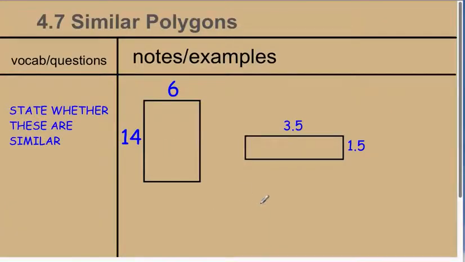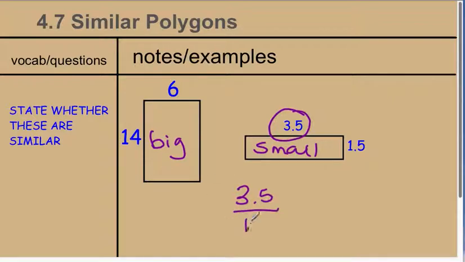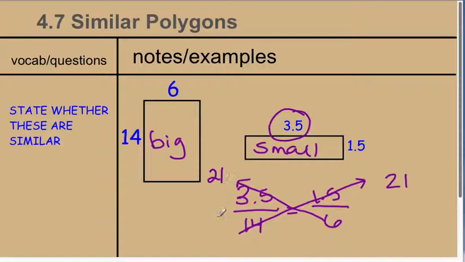I am running low on minutes here, so let's just do some more examples. Small, I'm going to label this one as small and this one as big. I'm going to pick the long side of 3.5 and put it over the long side of 14, small side of 1.5 over the big side of 6. I can't think if these reduce right now, so I'm going to cross multiply, and I will get 21 over here. And if I cross multiply this way, I will also get 21.